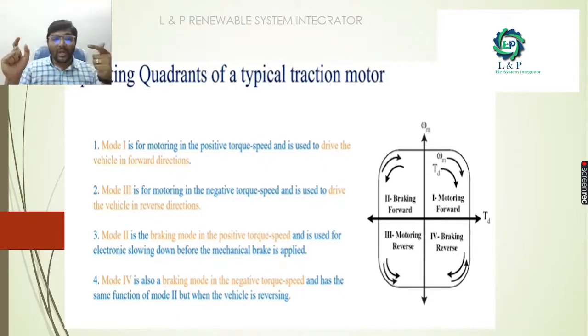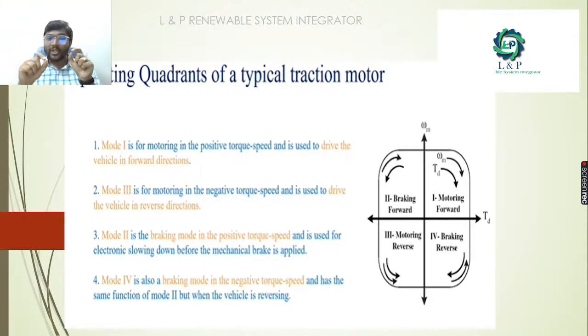When we are going for mode 2, what is happening? Here the braking mode is active, because of which a torque is created which makes the electric vehicle slow down before applying the mechanical brakes. And in mode 4, what is happening? The braking mode is happening in the negative direction, so we have the same function when we are doing reversing operations.